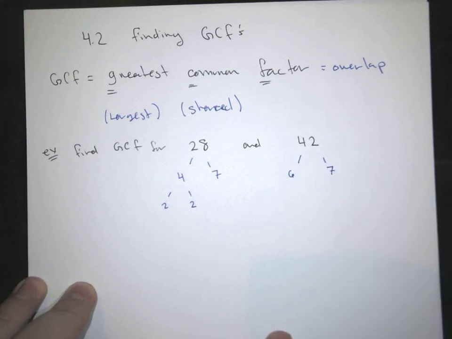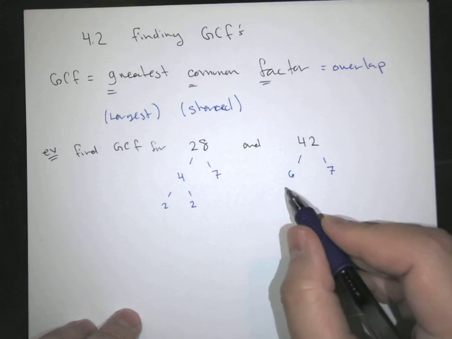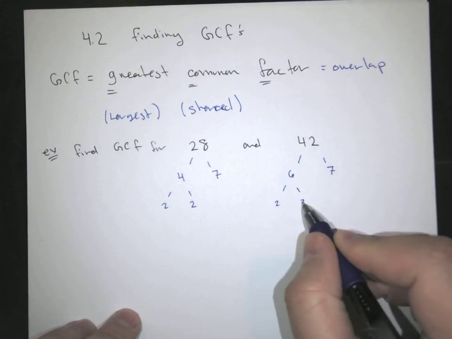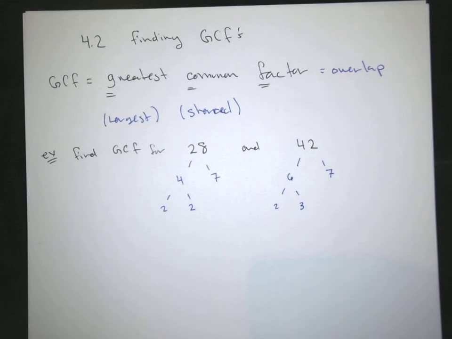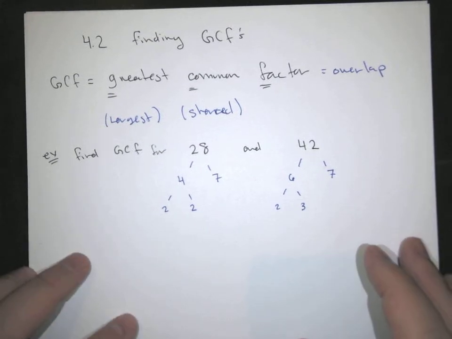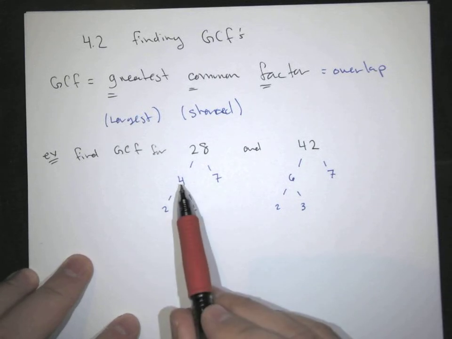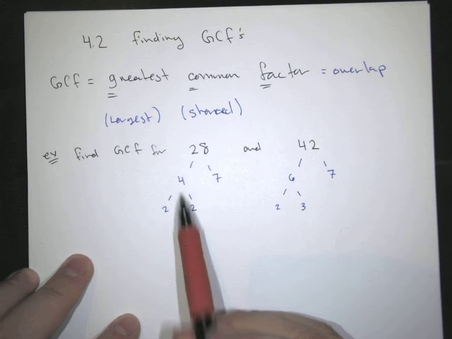42 is going to be 6 times 7. So we know at the very least there are 7s in common. And then 6 breaks down as 2 times 3. So the process here is pretty much just do those breakdowns and then look at them and see what numbers overlap. It's a pretty straightforward process, honestly. We're basing this again not on the interiors of the factor trees, but only on the ends of each branch.